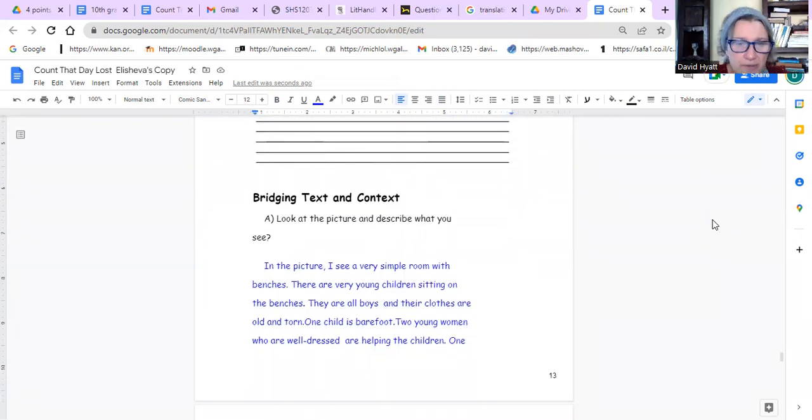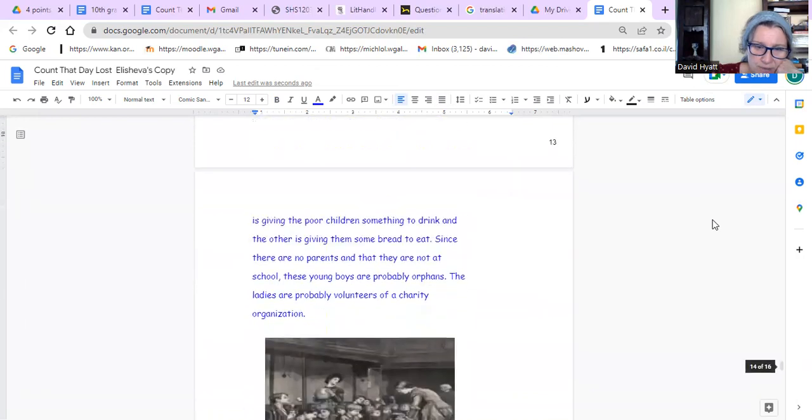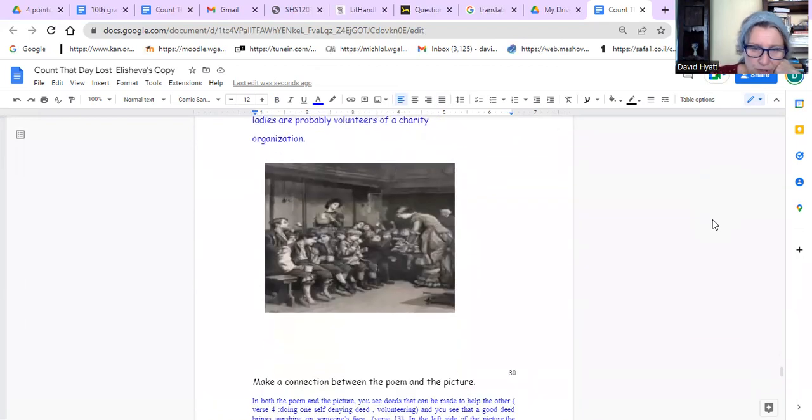Bridging text and context. Now, you're going to look at the picture and describe what you see. I put the explanation above, but here we are with the picture. You see a picture and you try to get as much information as possible from it.